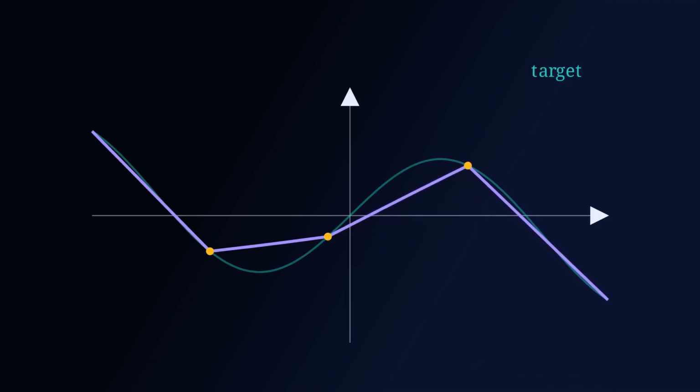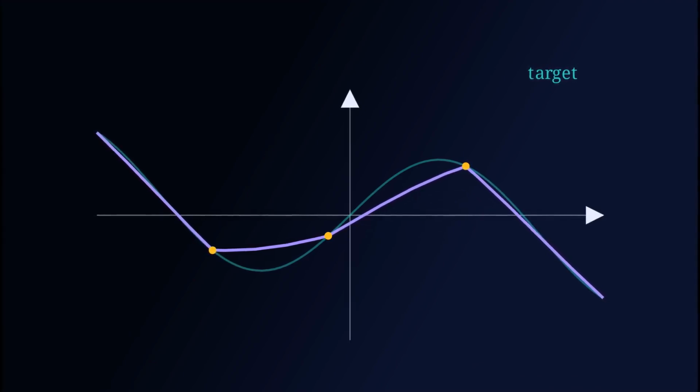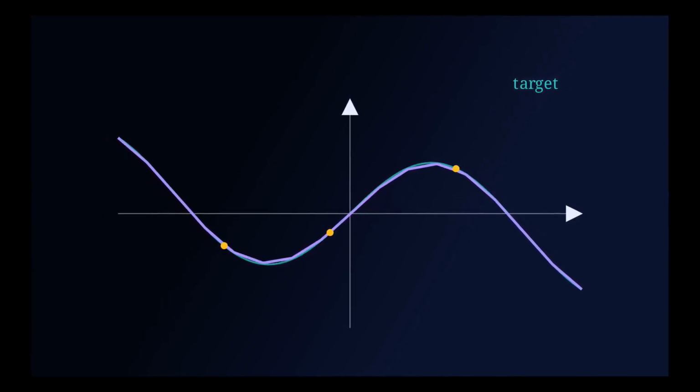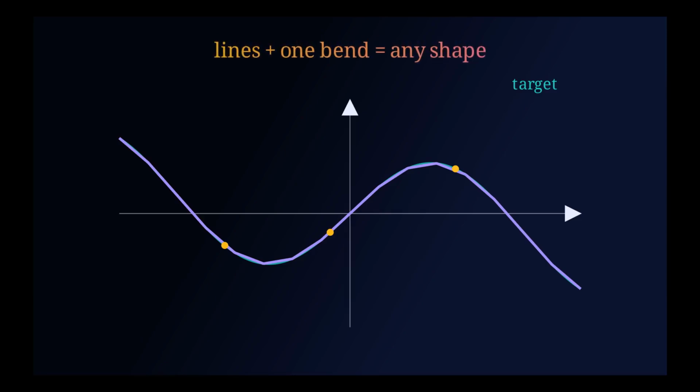This is the deep secret the collapse theorem was hiding. Lines alone stay lines forever, but lines plus even one humble bend, repeated across many neurons, can be stitched into essentially any shape you want. Depth finally means something. So how do you choose among them in practice?